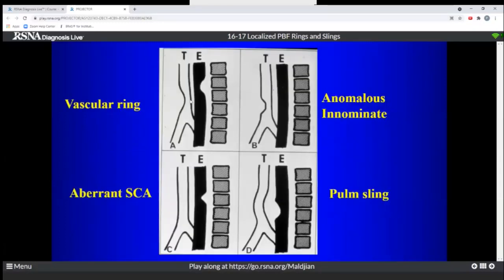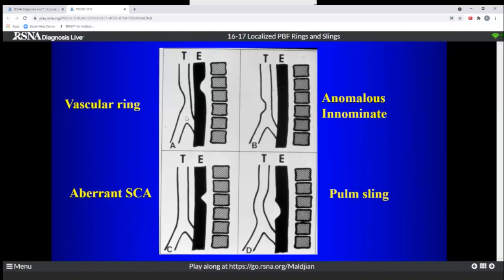So it's important to know what the appearance is on barium study for these various vascular anomalies. If we have a complete vascular ring, we can have indentation anterior to the trachea and posterior to the esophagus. If we have an anomalous innominate artery, we can get an indentation here anterior to the trachea. An aberrant subclavian artery will always give you an indentation here posterior to the esophagus, and the pulmonary sling is the only vascular anomaly that gives you an indentation like this between the trachea and the esophagus.